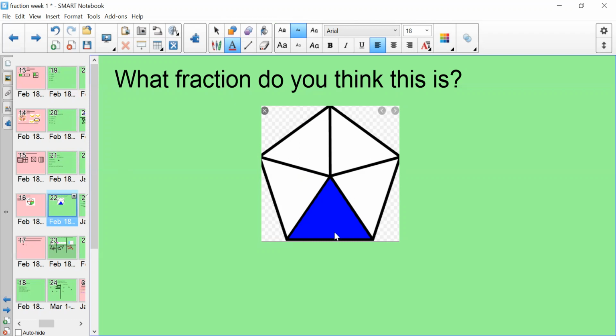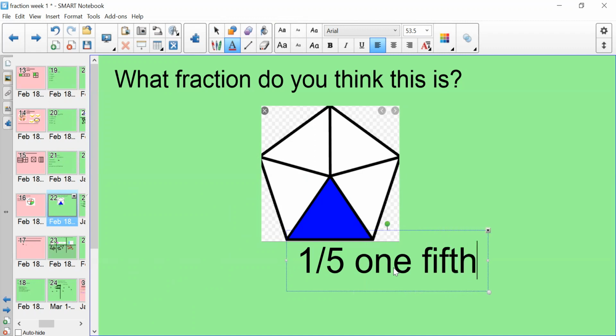Okay, excellent. If you were looking at the blue, you can see that one part is shaded. And then we have to see how many parts there are in total. We've got 1, 2, 3, 4, 5 parts. So this fraction is one fifth, or we could write it 1/5. There's one part out of 5 in total.